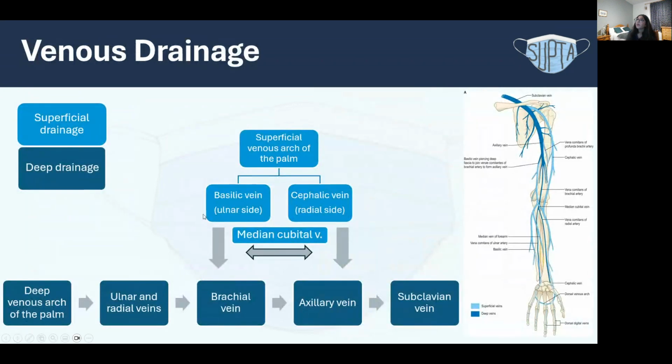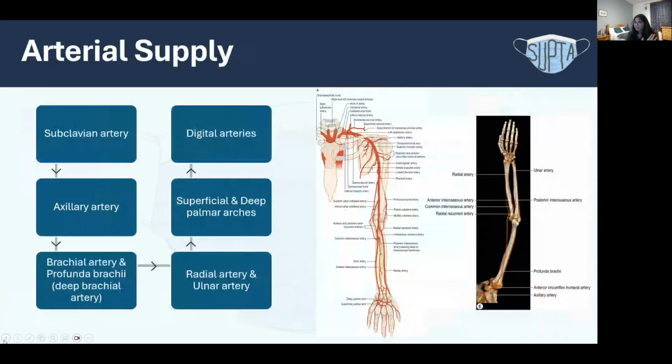Okay, now we'll go on to venous drainage. Now, don't get overwhelmed by the diagram I've made here. I've tried to simplify it, but listen to me first and then we will go through the diagram. Venous drainage is literally the reverse of arterial. You know your arterial, you know your venous. Okay, it's as simple as that. Subclavian, axillary, brachial, radial and ulnar, superficial and deep, digital.